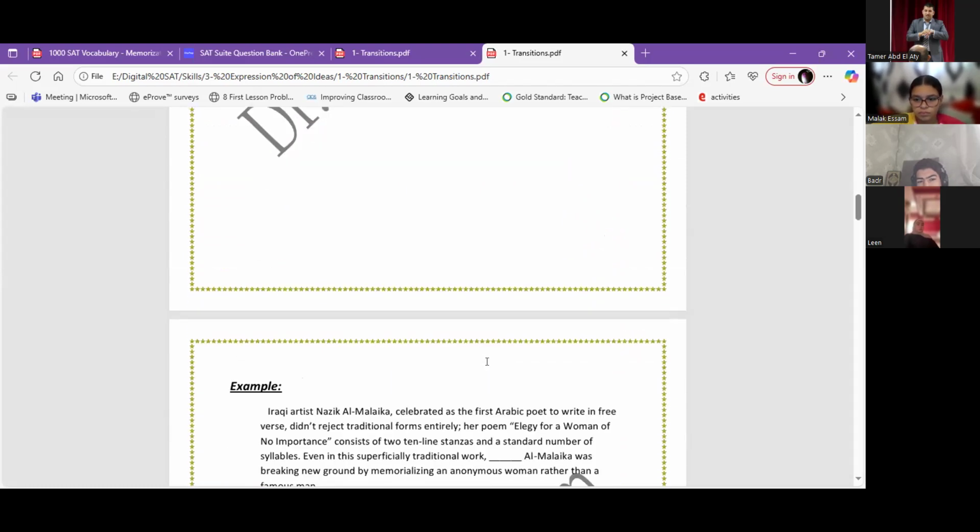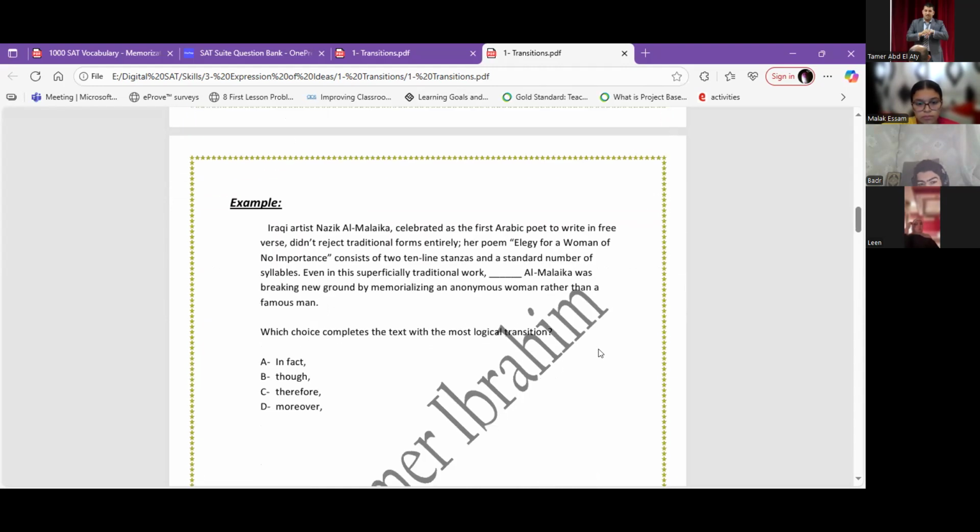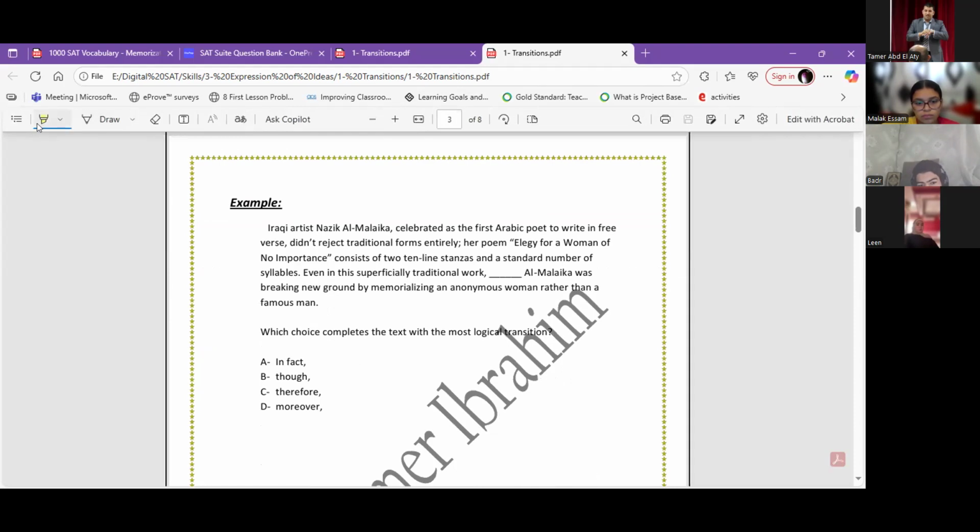Now, as I told you, there are other categories like emphasizing, like in fact, granted; rephrase, like in other words; and sum up, like in conclusion, by the end. These I didn't mention here, but I'm going to mention them while we are solving together. Okay, how will the transition question look?